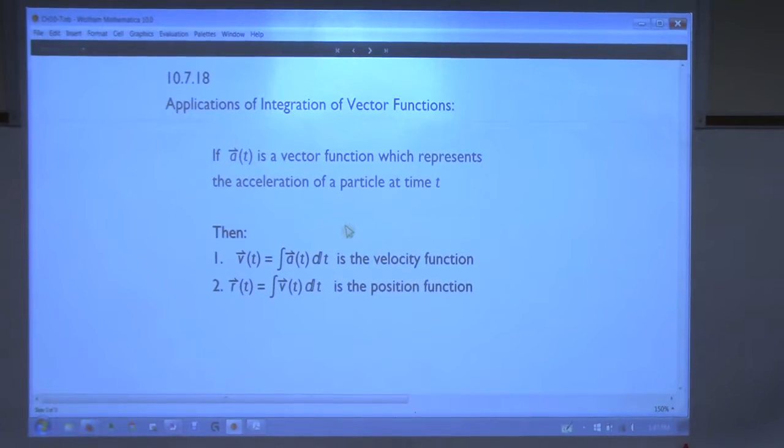Applications. So what the heck does it mean, right? Well, if a of t is the acceleration function, then the antiderivative is the velocity function. And then, of course, the antiderivative of the velocity would then be the position. So we just did that. There's a way to recover from the acceleration function back to the position.